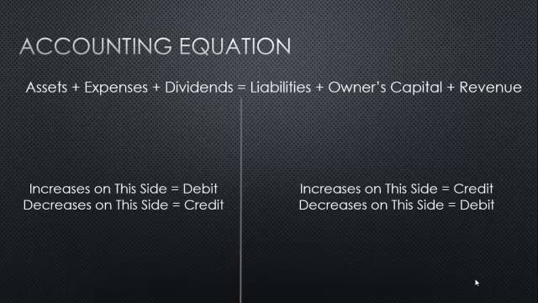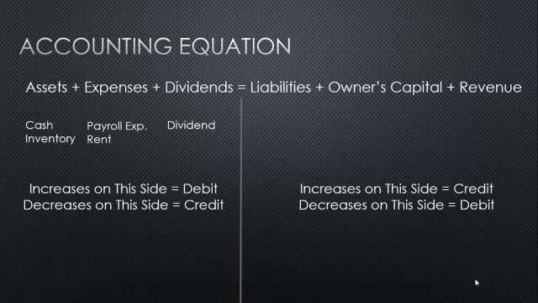Assets plus expenses plus dividends equals liabilities plus owner's capital plus revenues. Okay? So let's talk about the first part, which is the left side, the assets, expenses, and dividends. If the account on the asset, expense, or dividend side increases, we will debit that account. If it decreases, we will credit that account. Okay? So if this is a cash account, a rent account, or even a dividend, if the dividend goes up, the amount of cash that the company received goes up, the amount of rent that we have to pay goes up, we will debit that account.